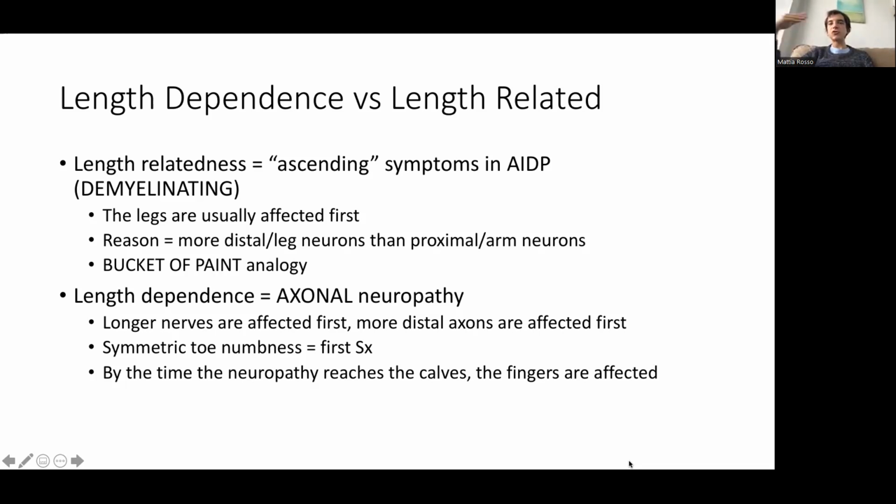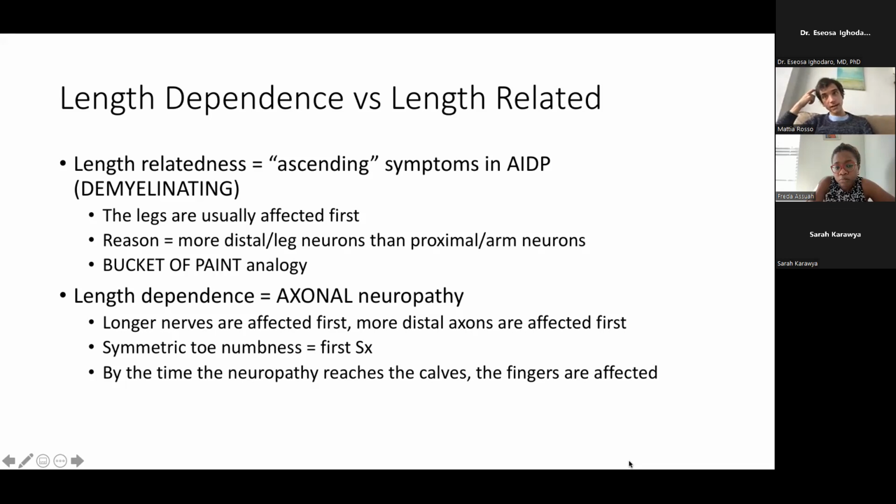And then usually over the course of months to years, shorter and shorter nerves are affected, which is why with an axonal neuropathy, you will not really have any bladder problem. And you should not have anything that goes out of order. You shouldn't have the feet being numb and then the hands being numb. And that's something that you may have heard of as the glove and stocking phenomenon.